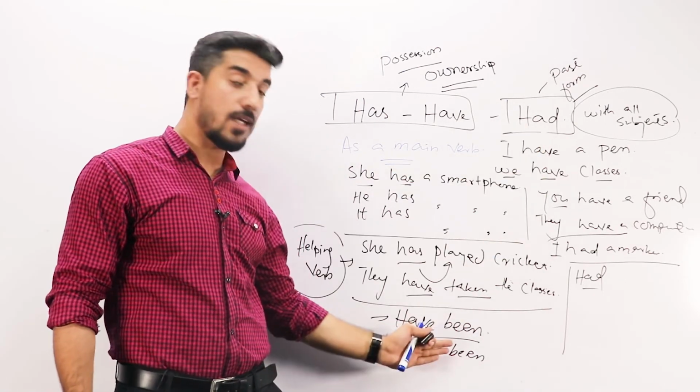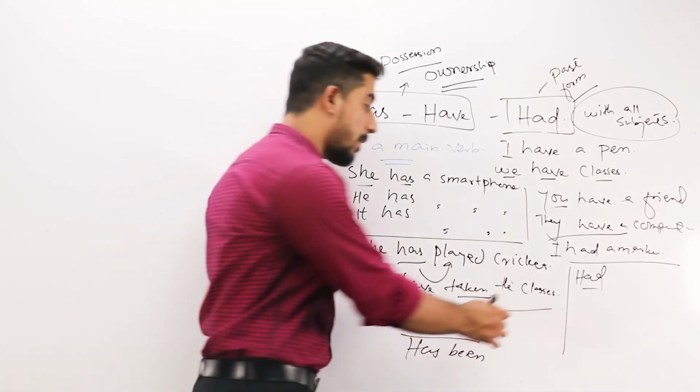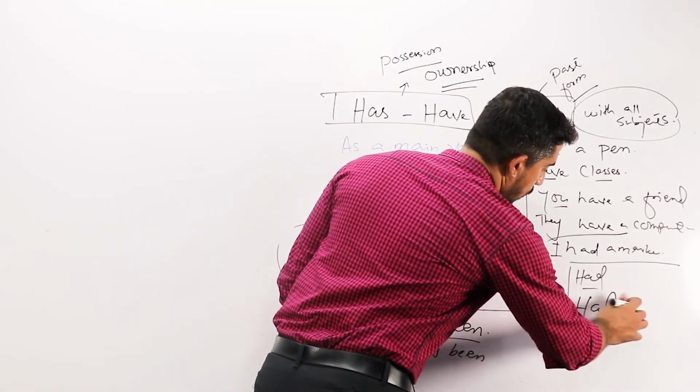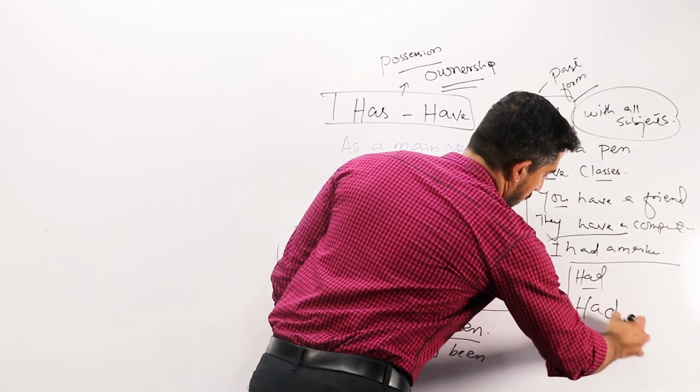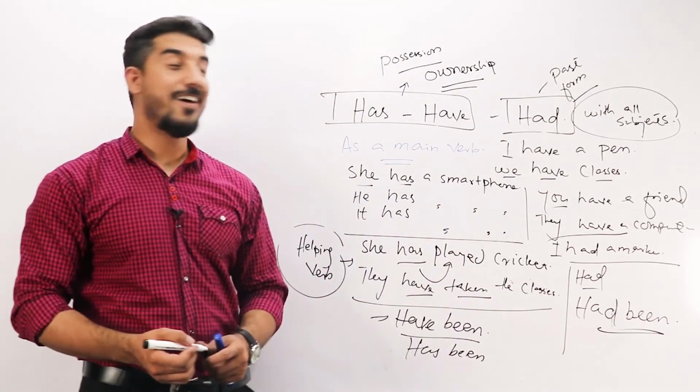We're using have and has as a helping verb too. Have been and has been, or had been also in past perfect continuous tense. Then we are using had been. That's all about today.